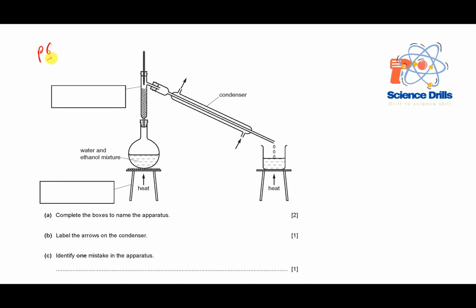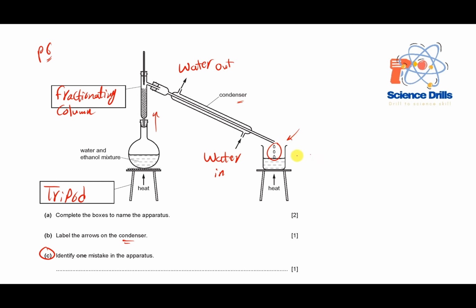Another question from paper 6, let's label this fractionating column, and this is a tripod. And then he asked to label arrows on the condenser, water in, and here water out. And identify one mistake in this diagram. As we can see here, this is heating to cause evaporation, so we can condense the gas and collect the droplets here. So this is the collecting beaker.